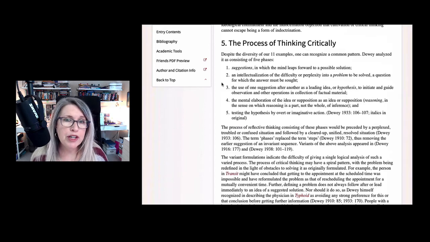The mental elaboration of the idea or supposition as an idea or supposition. Reasoning in the sense in which reasoning is a part, not the whole, of inference.